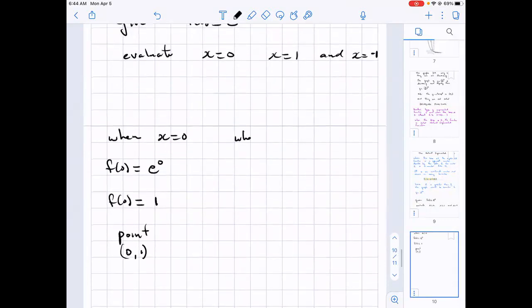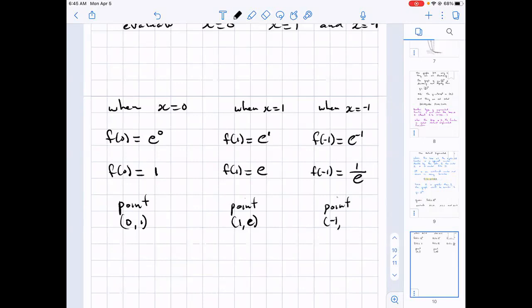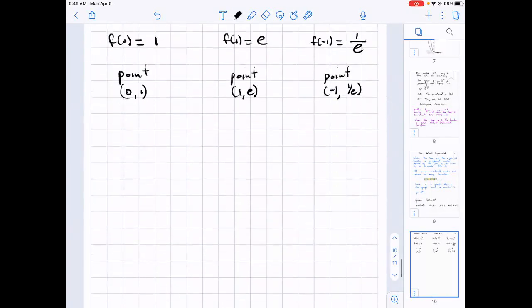What happens when x is equal to 1? We have f of 1 is e to the 1. So f of 1 is just e. So the point here will be 1 comma e. And when x is equal to minus 1, f of minus 1 will be e to the minus 1. Therefore, f of minus 1 will be 1 over e. So your point will be minus 1 comma 1 over e. And you can round these to decimals.